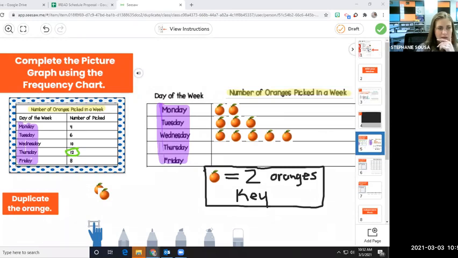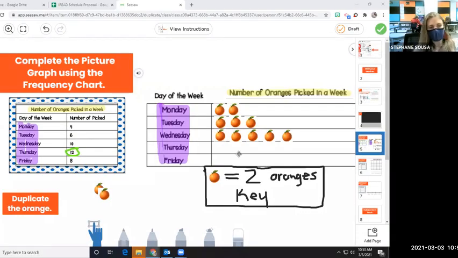All right. Let's take a look at Thursday. So for Thursday, 1 second, kiddos. Pause 1 second for me. There we go. So now we're going to move on to Thursday. Okay, we have 12 oranges picked on Thursday. We're counting by twos. Leah's right. We're going to have to duplicate some more oranges. Let's count to 12 by twos.